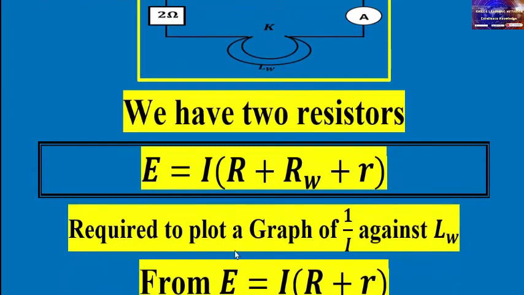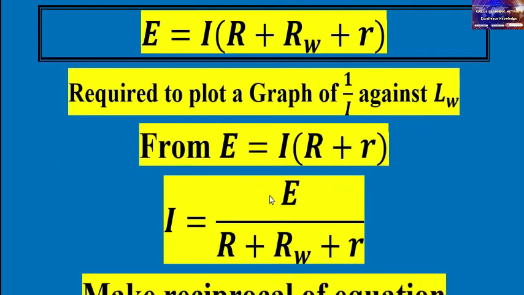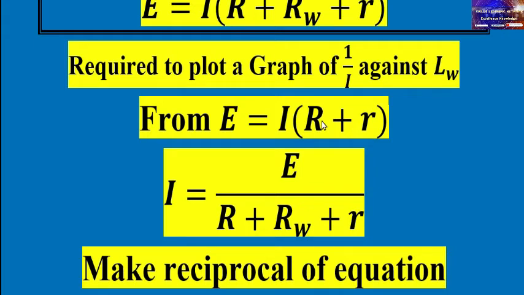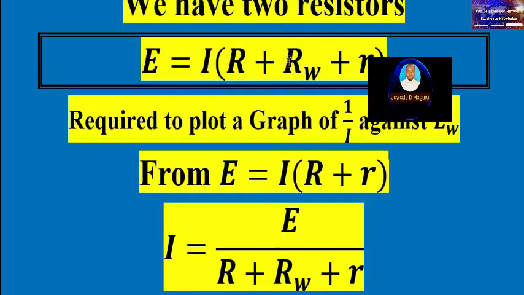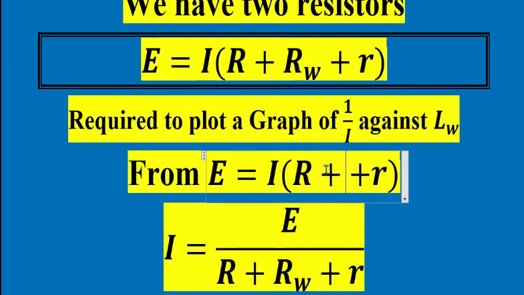You are required to plot the graph of 1 over I against the length of wire. So you have to derive this equation in order to get 1 over I as the y-axis and the length as the x-axis. From this equation, you have to add the r here.